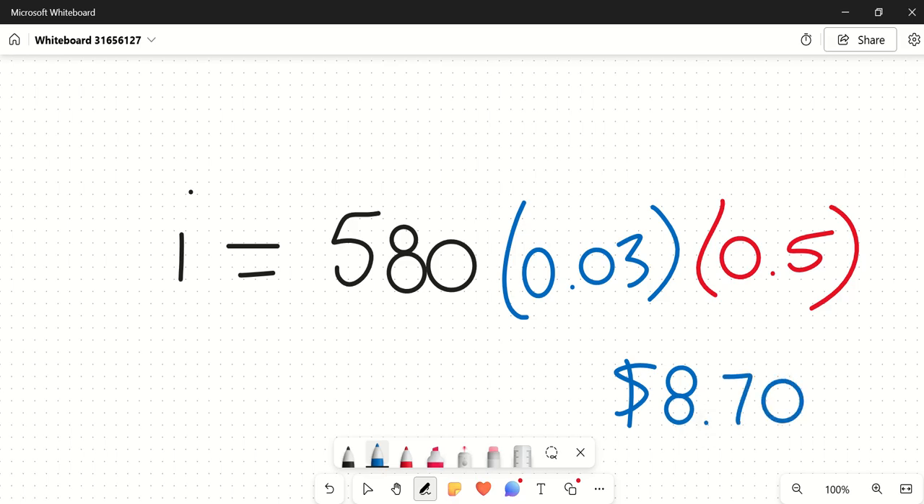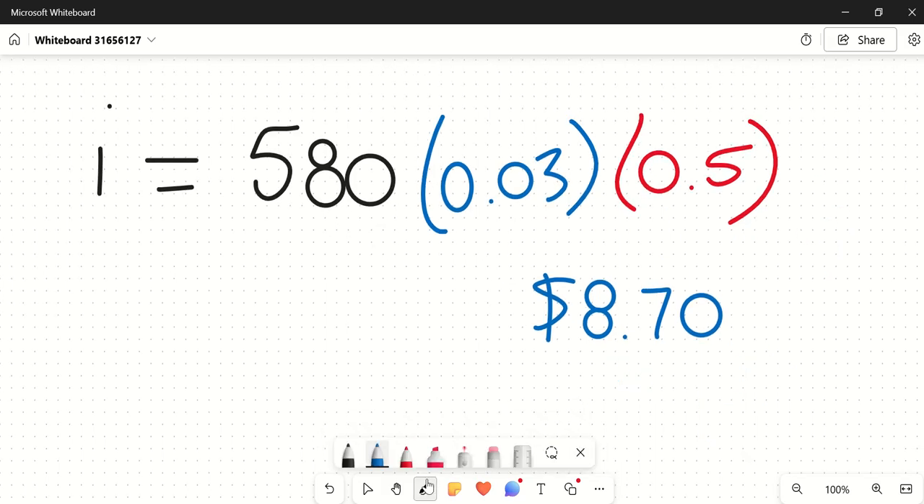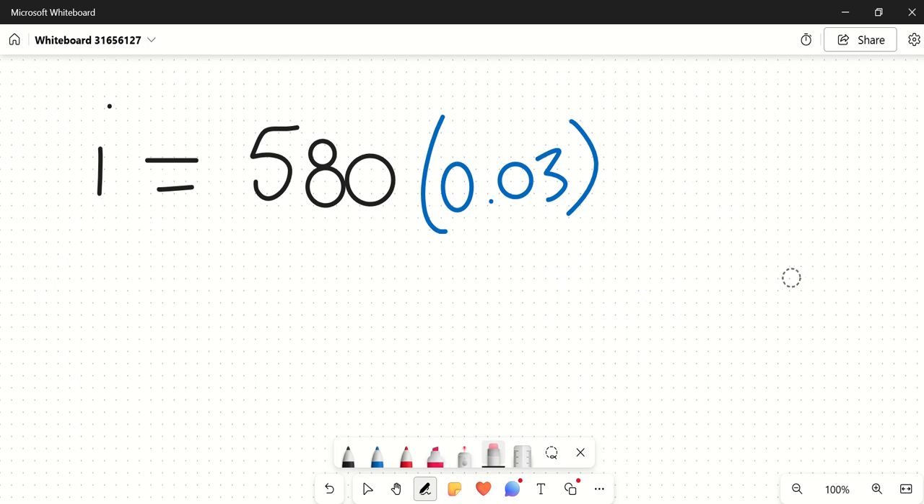Okay? Now I'm going to take one that is not from the book and explain this one. So let me erase this. Let's say the same principal, the same rate, but now he's going to leave it in there for 17 months. Okay, let's think critically. How long is 17 months? Talk with your group really quick. How many years and months is that?